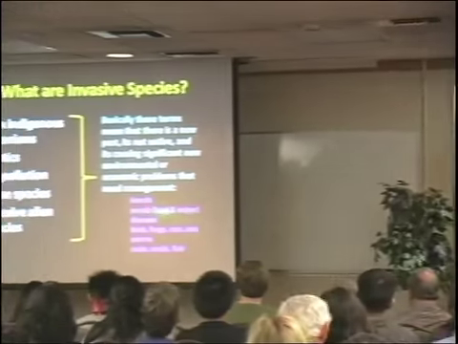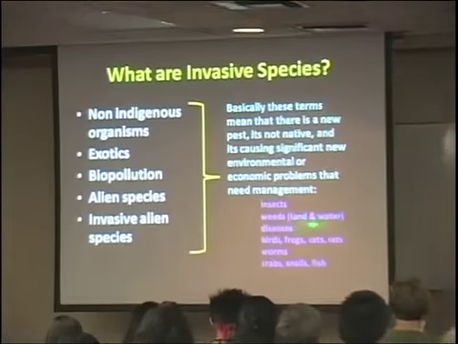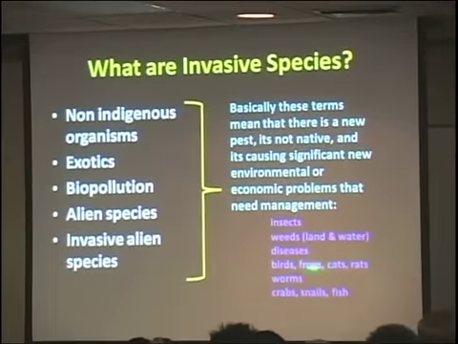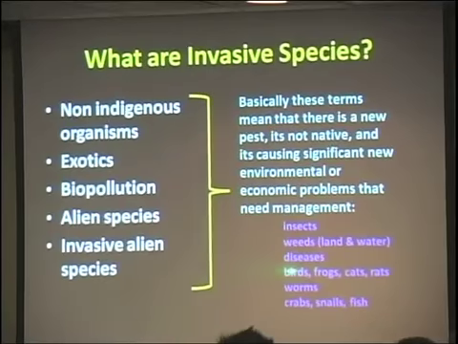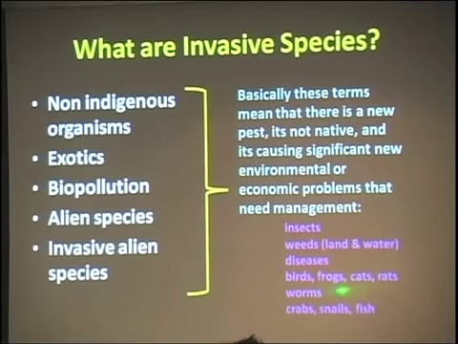We're going to be talking tonight mainly about insects because I'm an entomologist and I'm representing the Department of Entomology. But invasive species may also be weeds that infest land or water, diseases that affect humans and animals and plants. Sometimes we have problems with exotic birds, frogs, cats and rats, invasive worms, crabs, snails and fish. If you can think of a type of animal, I can probably think of an example where it has been a bad actor somewhere in the world.